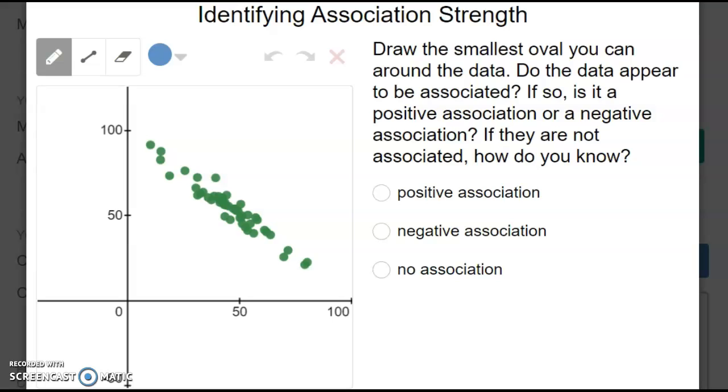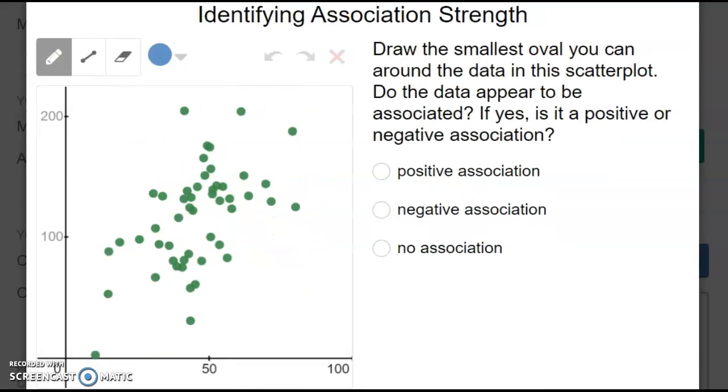All right, what about this? Draw the smallest oval you can around the data. That makes it easy. So here we go. All right, there. So is there association? Yeah, there definitely tends to be a trend, right? The points are not all over the place. So there is an association. Is it a positive association, negative association, or no association? If I had to draw a line through it, I would say it's going down. So I would say it's a negative association.